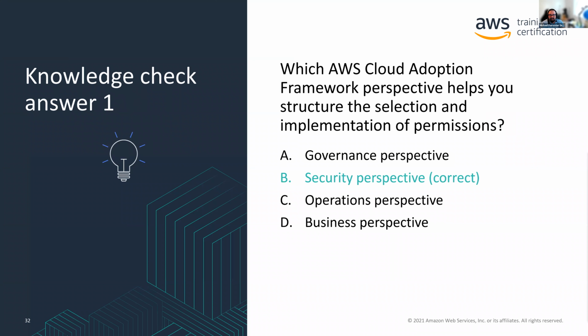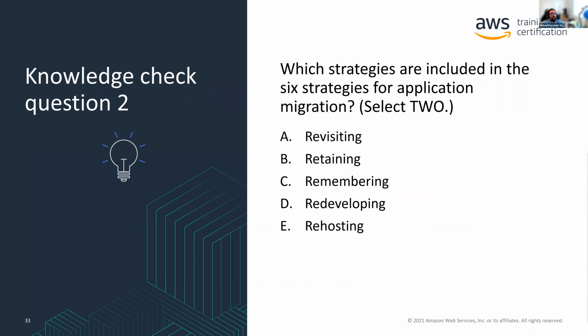Security. Yeah, good. I mean, governance is going to help you identify best practices for governance. Operations is going to focus on operating and recovering workloads, and then business is going to be intertwining IT and business strategies. That's what the business perspective is on. So security is the one that's going to govern, obviously, permissions. Okay.